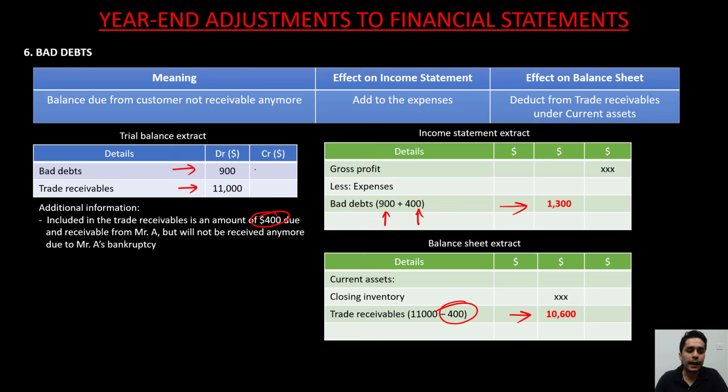If you notice here, bad debts inside the trial balance, 900, is only picked up at one place, that is the income statement. But bad debts outside the trial balance has an effect at two places in the financial statements, one in the income statement and one in the balance sheet. This is what I was telling you. Any adjustment outside the trial balance will always have two effects for the balance sheet to match.